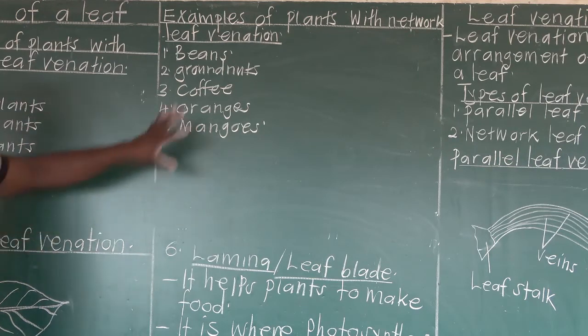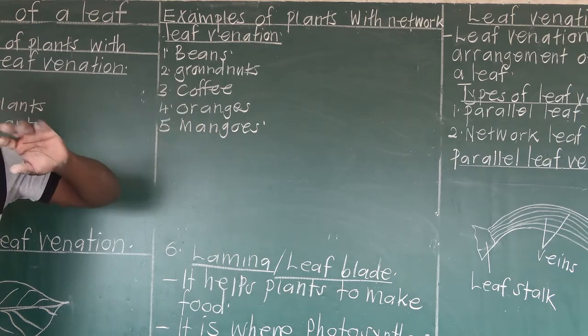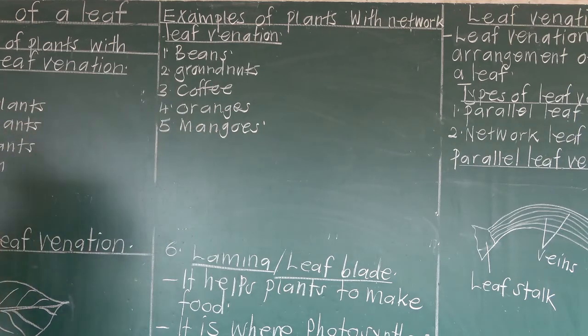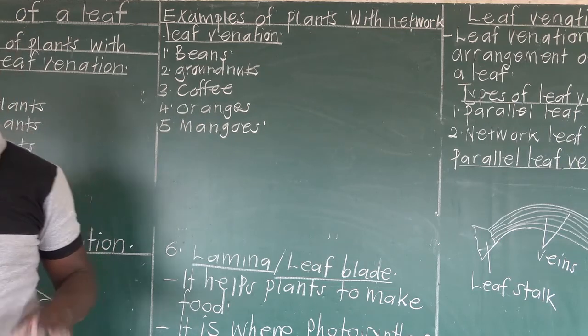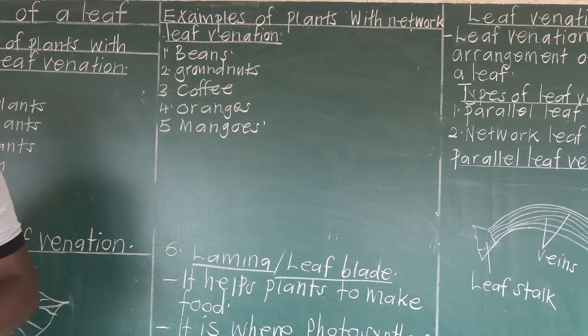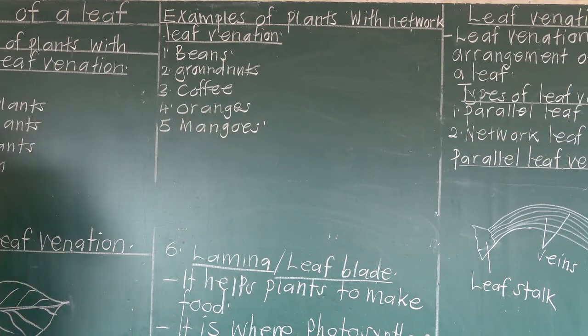Next, there is an activity. After this lesson, there is an activity which you are supposed to answer. So today you have two activities. The first activity was about parts of a leaf. After parts of a leaf, that's on page 4. Then there's another activity that you are supposed to answer on page 5 about types of leaf venation. So make sure that the activity is answered correctly.